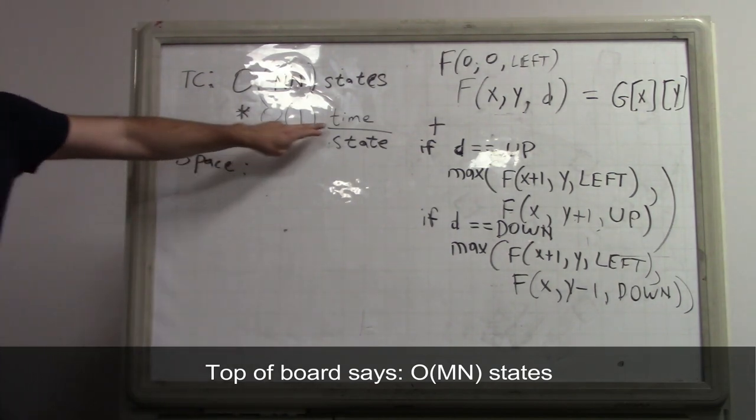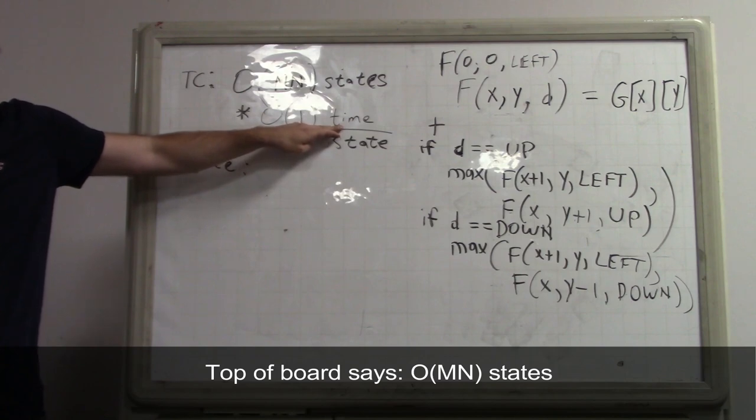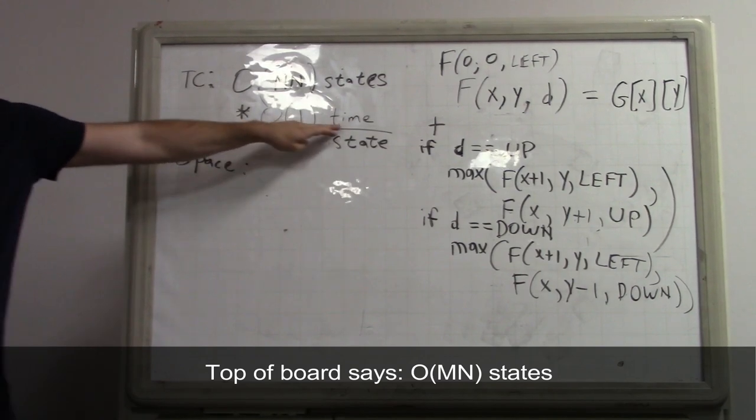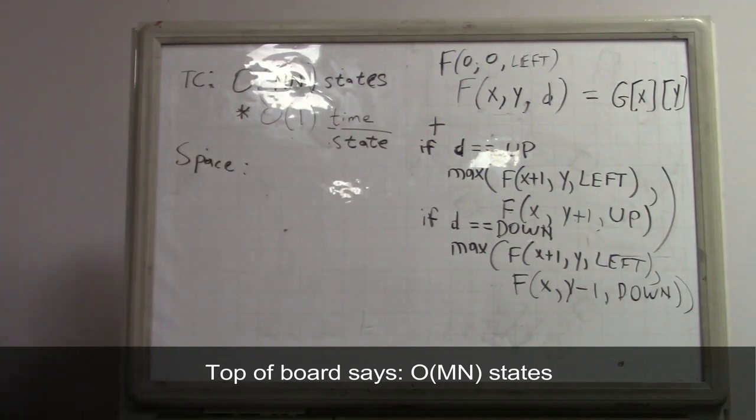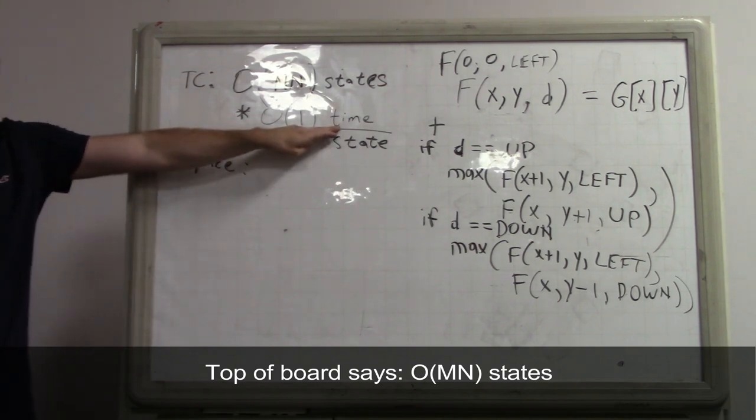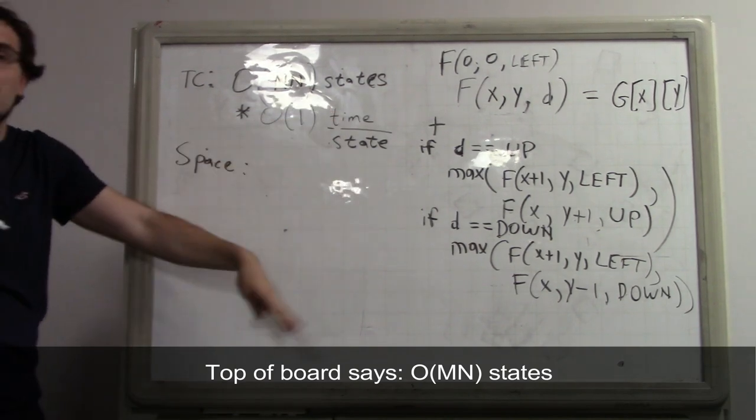It's actually common for the time to not be order one. In the very next problem, we're going to see a case where the time is not order one per state. So far, every problem we've looked at has had order one time per state. It's not always going to be true.